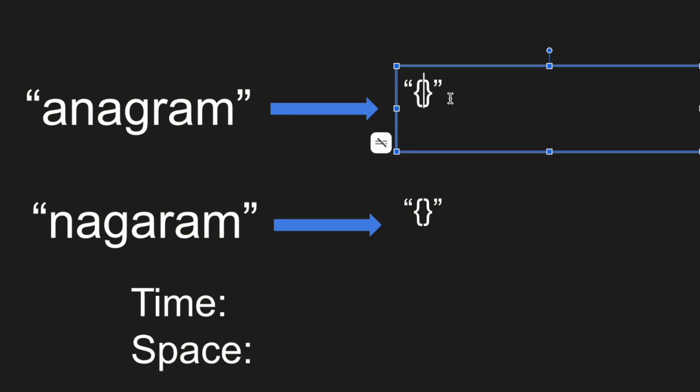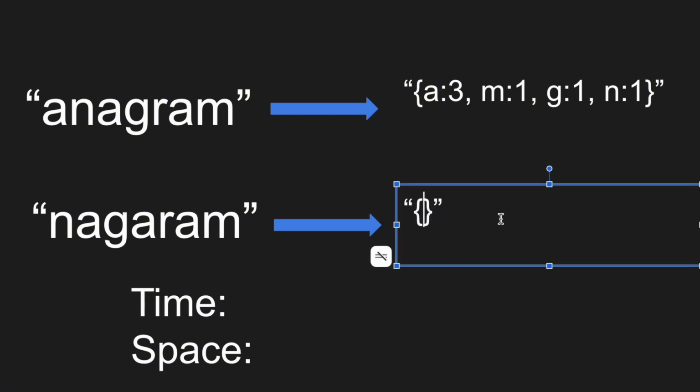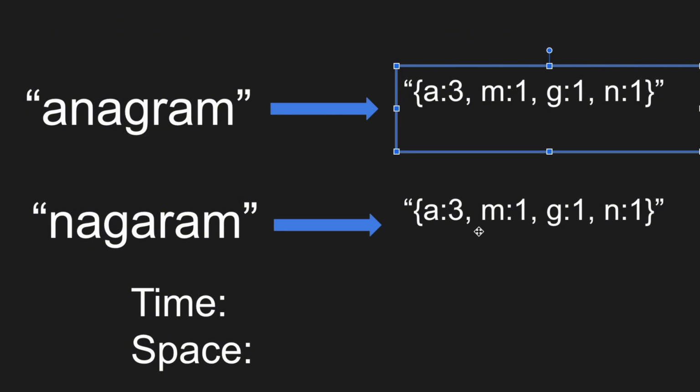So this hash table will have A show up 3 times, M show up once, G show up once, and N show up once. And if we look at this example, it will have A show up 3 times, M show up once, G show up once, and N show up once as well. And therefore, these 2 hash tables are equal, so we can return true for this example.